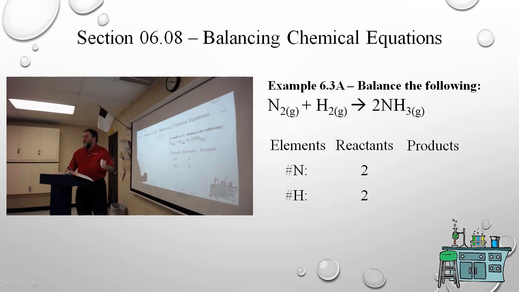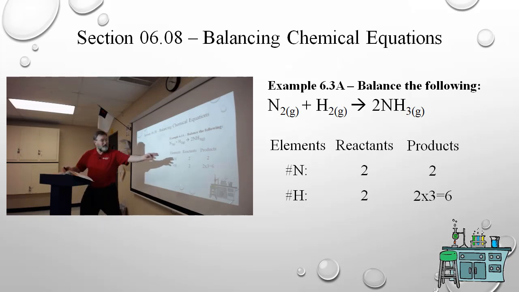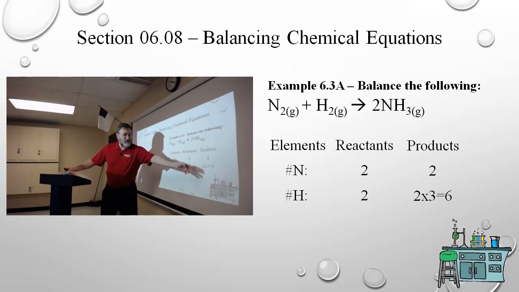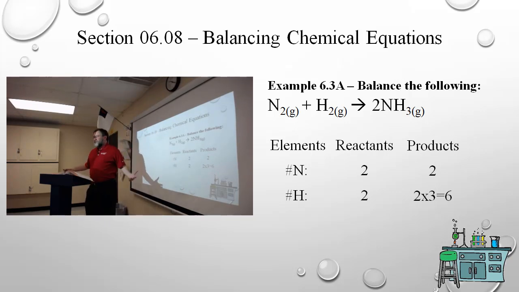2 sets of 1, which is 2. And hydrogen? 2 sets of 3, which is 6. Okay? 2 sets of 3, which is 6. Ask the question, where have I not used up my reactants? According to this, I've used them all up, right? I had 2 and I've used 2. I had 2 and I used 6. Wait a minute, I used more than I had.